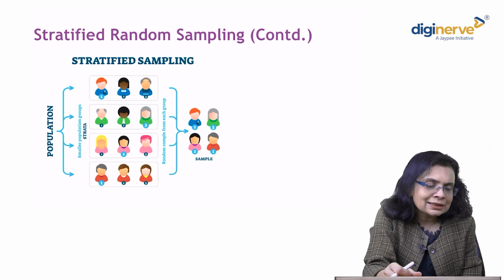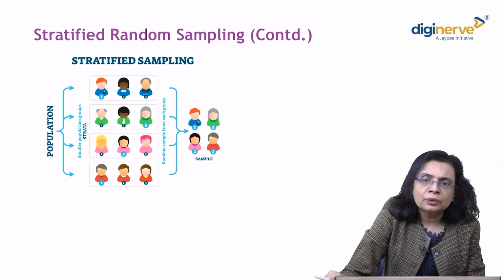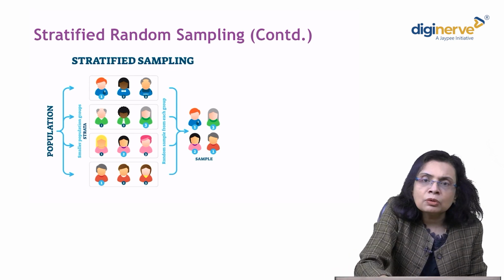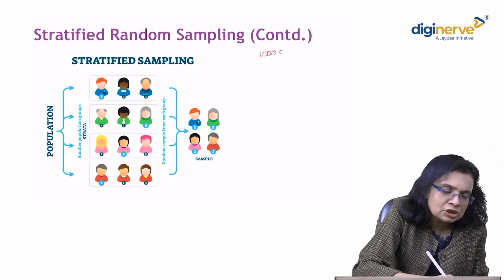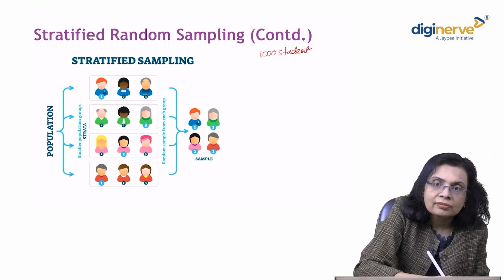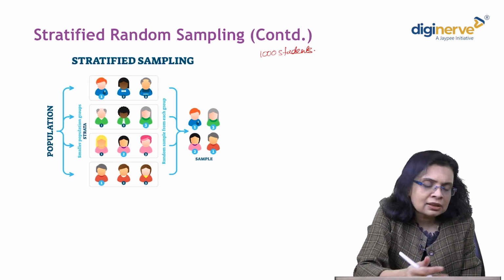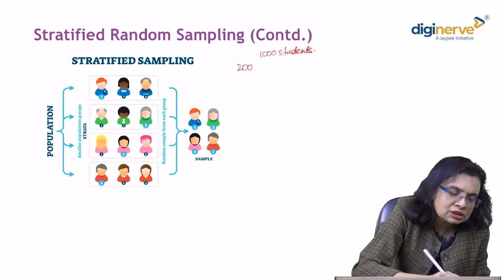So here you can see this image. In this example, you can maybe consider that all these individuals which are shown belong to a university population, and the total population is, maybe say, we have 1000 students, and you want to create a survey of say 200 students.